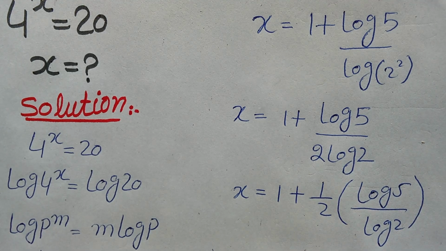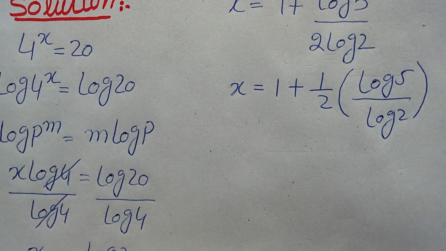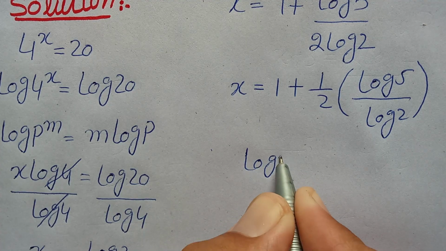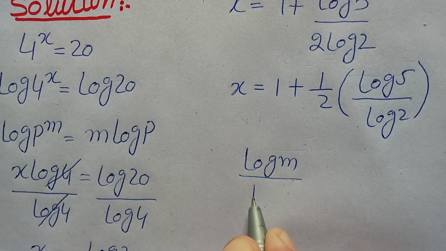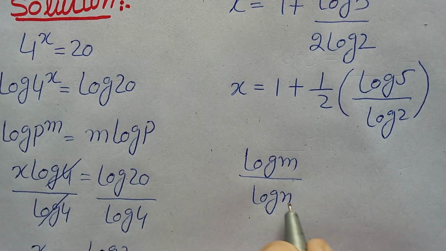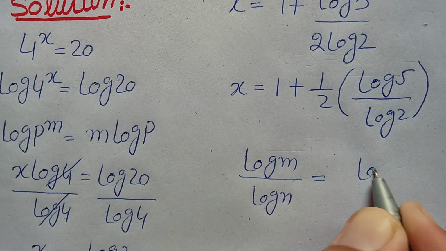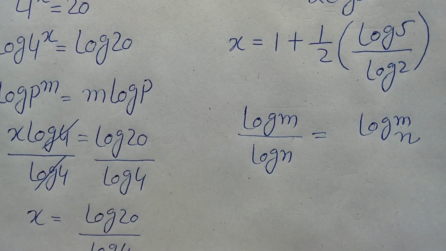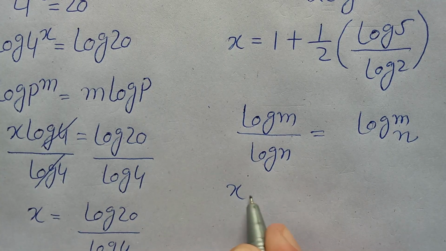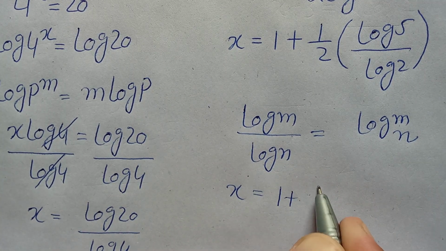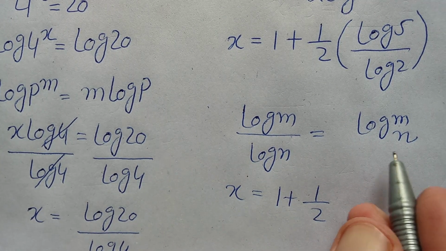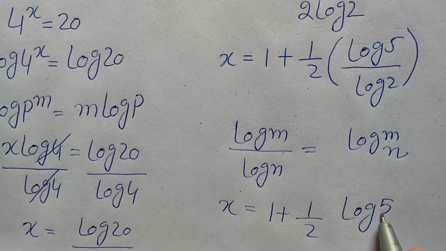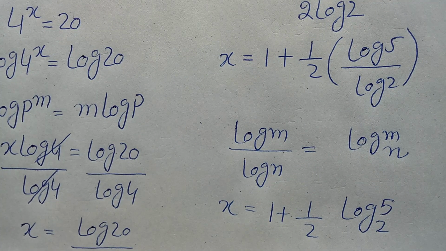Now in the next step, I can write this in the general form: log m divided by log n is equal to log m base n. Okay, so it becomes x is equal to 1 plus 1 over 2 log 5 base 2. This is the final answer of this question.